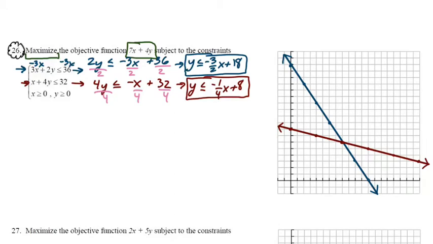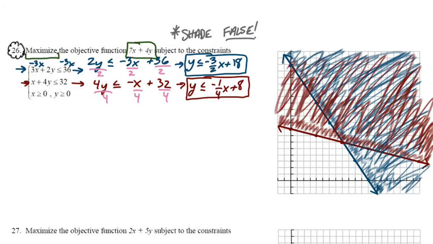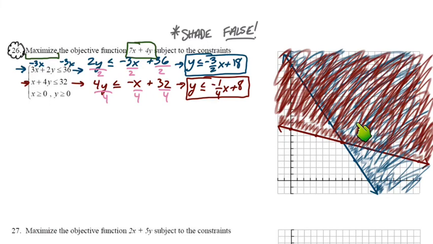And as a reminder, remember we are shading false here. So since both of these are less than or equal to, we typically shade below the roof of the house. But we're shading false, so for both of them I'm going to shade above. So for the blue line, I'm going to shade above that one in blue. And for the red line, I'm going to shade above that one in red.